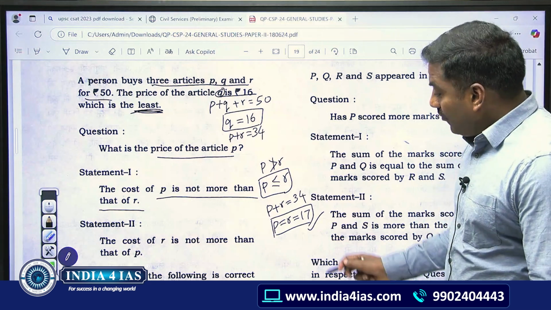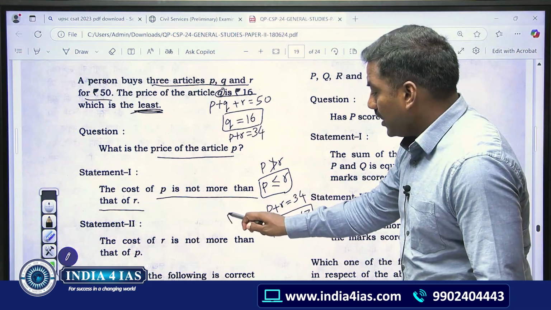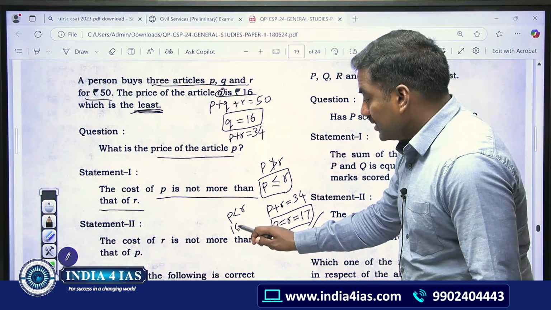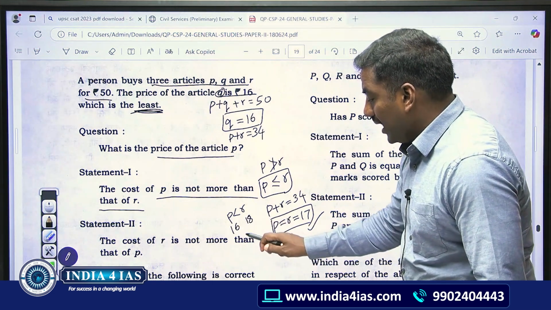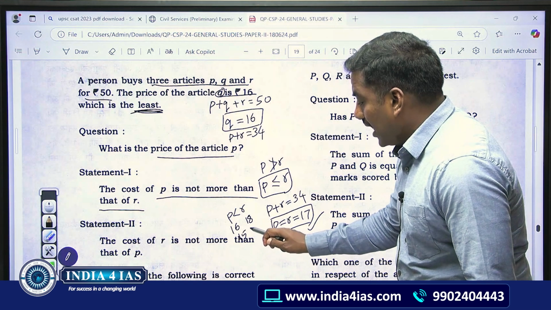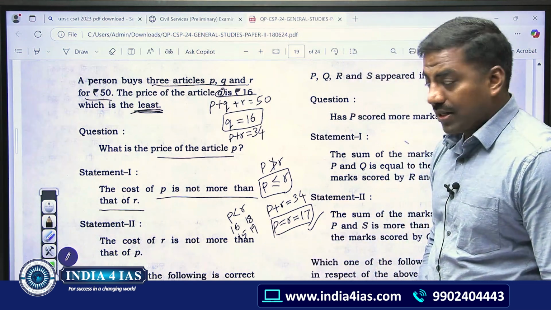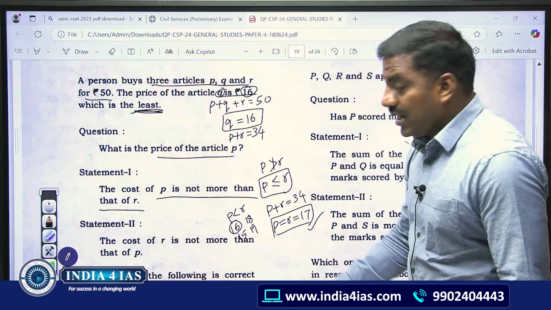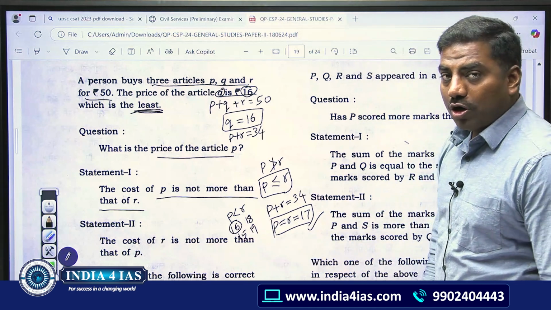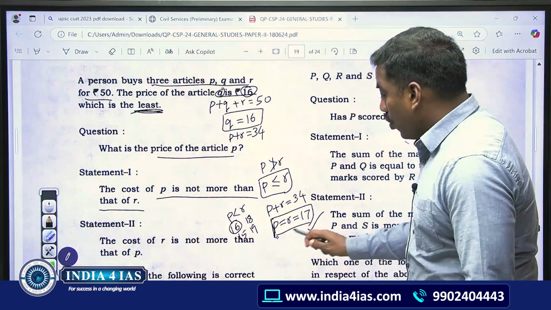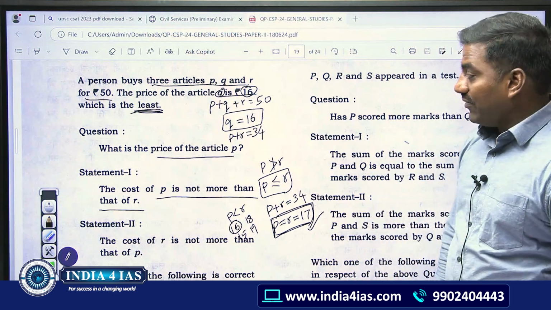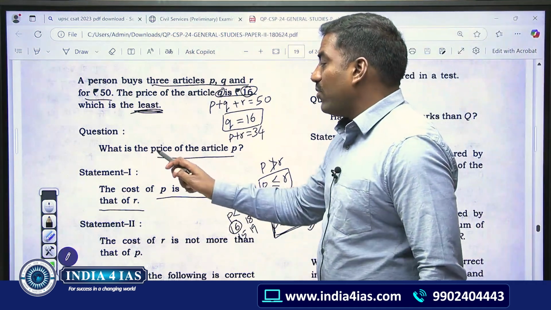But if you try to prove that P is less than R, in this case, P has to be 16 and R has to be 18, or P has to be 15, R has to be 19. But they are telling 16 is the least. So P cannot be the other least. So in this case, only what we can draw is P is equal to R and R is equal to 17. So now, can you answer the question?